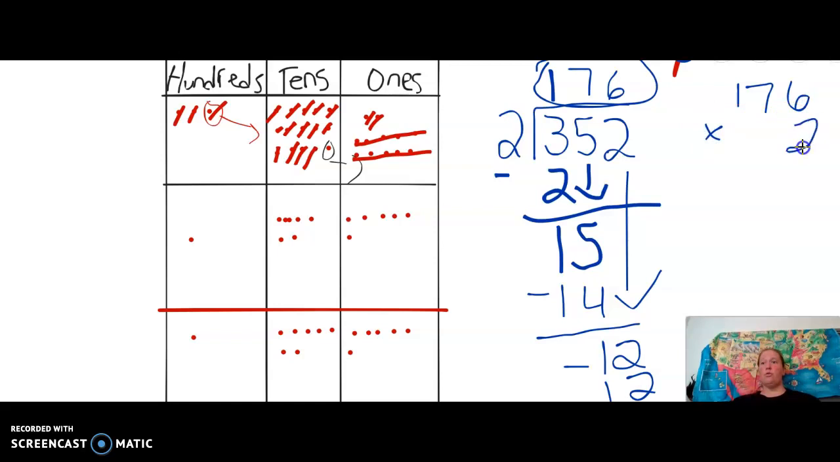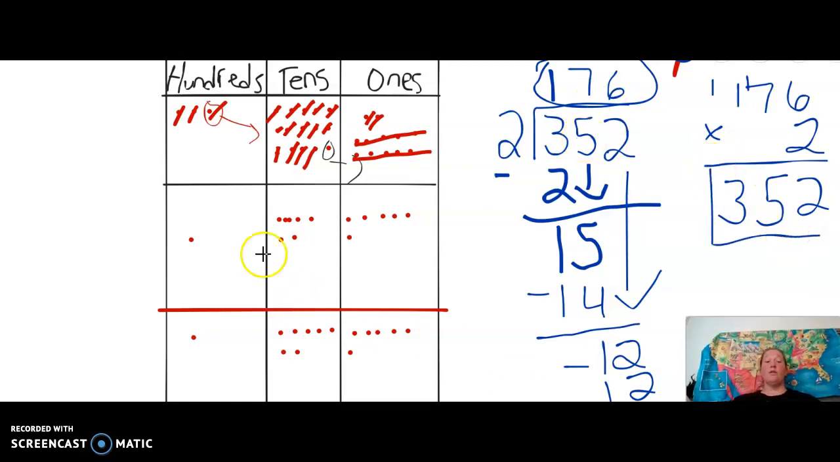176 times 2. Our goal is to get this answer here. 6 times 2, I know, is 12. I'll carry my 1. 7 times 2 is 14, plus 1 more is 15. Carry my 1. 1 times 2 is 2, plus 1 more is 3. Beautiful, 352. We checked it. We know we did it correctly. So this is how our place value discs connect to that standard algorithm that we will learn eventually, okay?